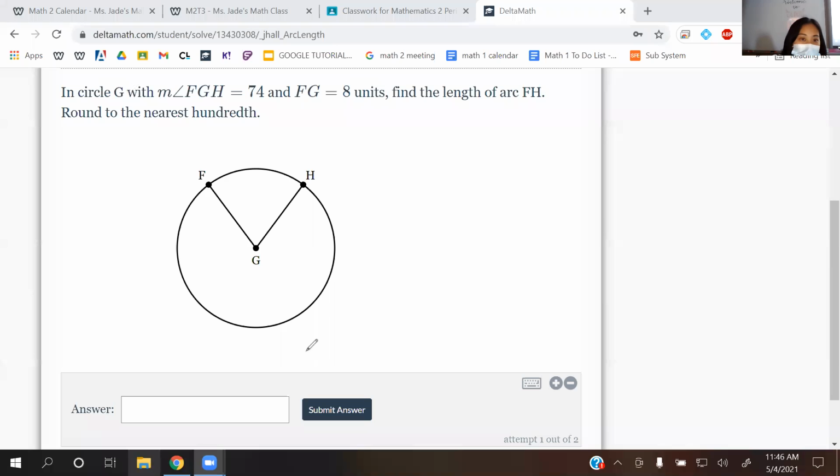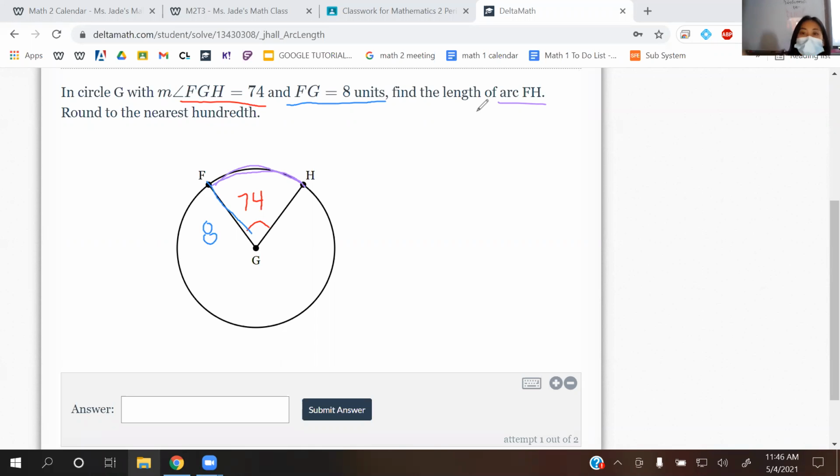So in a circle G, so that's the circle, with measure of angle FGH, this angle, has 74 degrees, and FG, I'll do in blue, is 8 units. Find the length of arc FH.